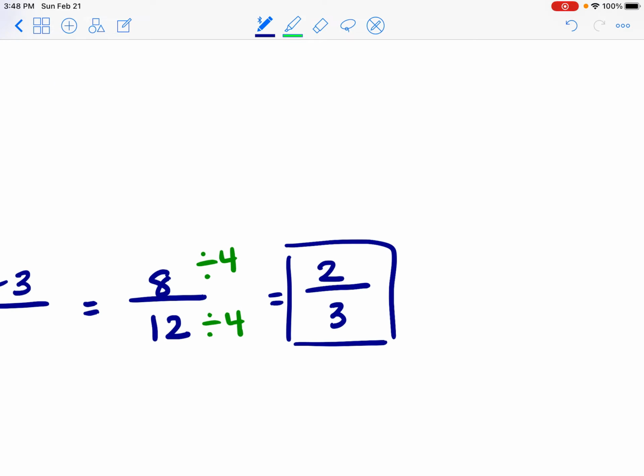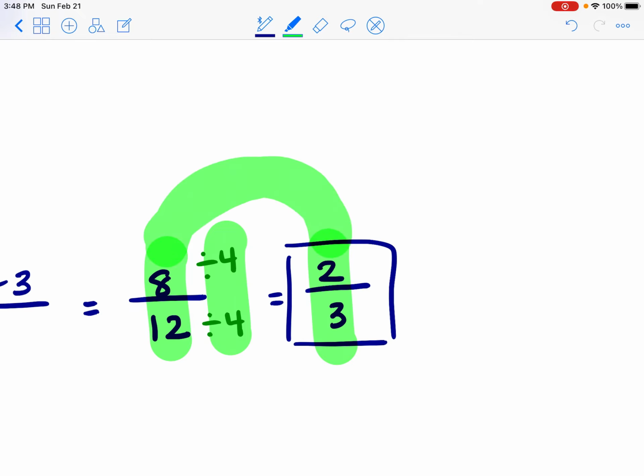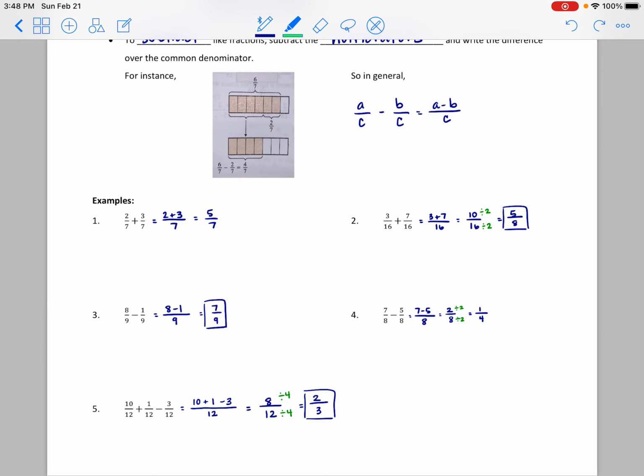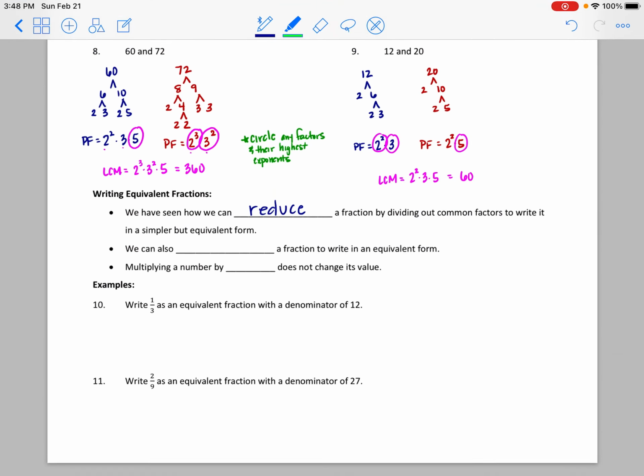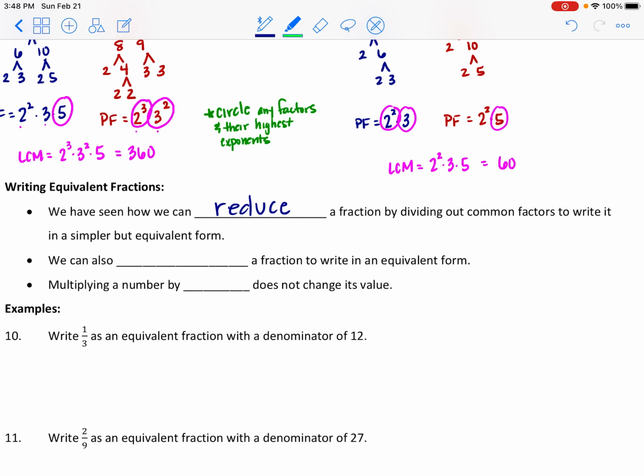When we took the 8/12 and we divided it by 4 to get 2/3, we simplified it, but we know that 8/12 and 2/3 are equivalent fractions. They look different, but they have the same value. So what we're going to be doing here is working in reverse. Instead of dividing out our common factors, we're going to multiply them in to make an equivalent form.